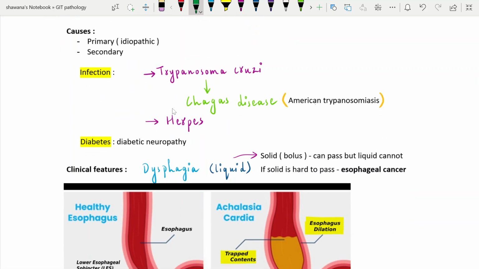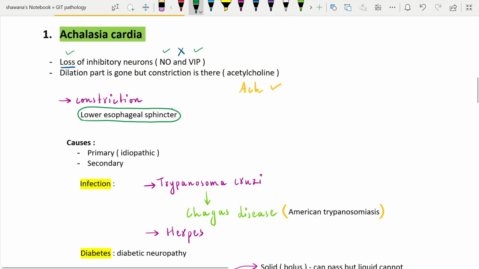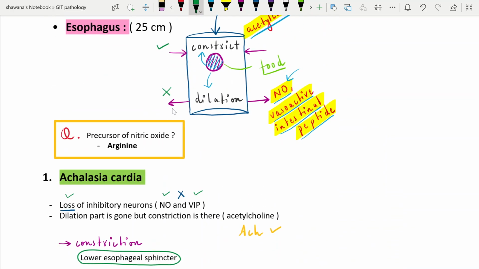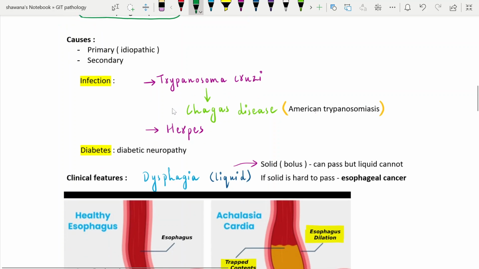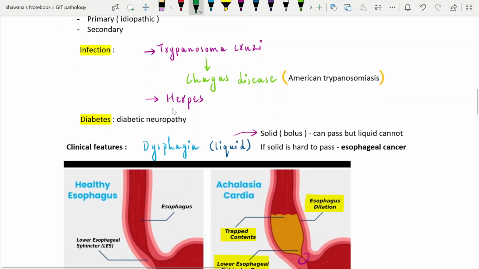The second most important cause is diabetes. As you know, diabetes has many effects on the nerves. We call it diabetic neuropathy, and when the nerves are not working, it means that inhibitory neurons are lost. Neurons are also nerves, so these are lost and acetylcholine is still there, so it results in the stenosis.